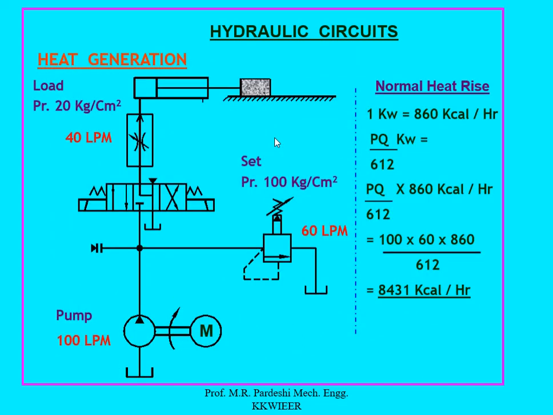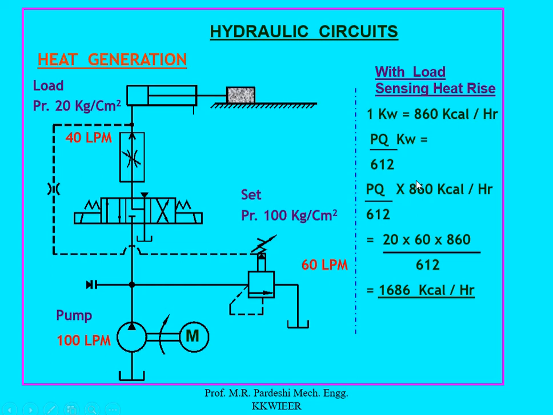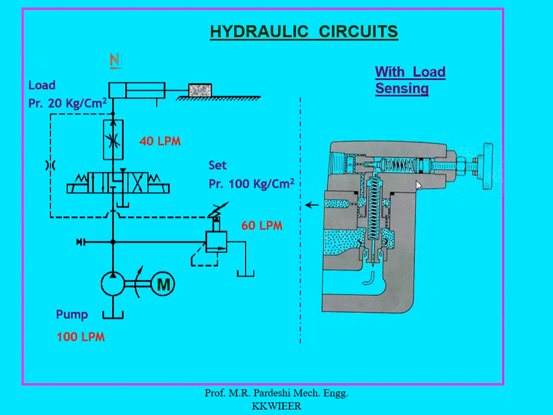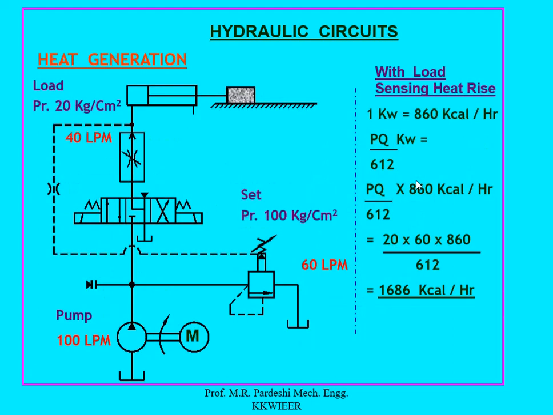Normally, for the heat generation here, the load is 20 kg per centimeter square. The pressure is there, and the normal heat rise is 1 kilowatt for 860 kilocalorie per hour. From this we will get the with-load-sensing heat rise. It is calculated by putting the values of 20 into 60 into 860 divided by 612, and we will get 1686 kilocalorie per hour.